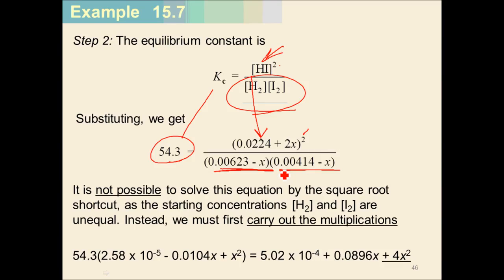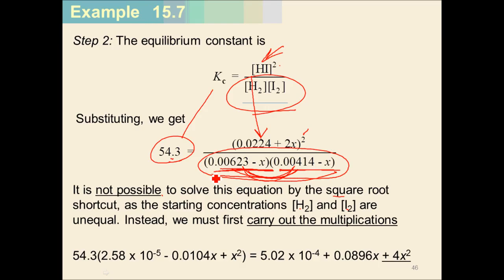Now, can we take the square root of both sides? No, because look how these values are not the same. Therefore, it is not possible to solve this equation by taking the square root shortcut, because the starting concentrations of H2 and I2 were unequal. Instead, we must first carry out the multiplications. So, this is where extreme algebra comes in.